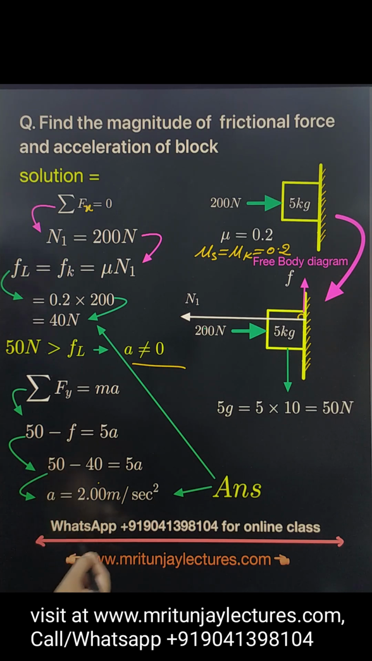So the acceleration of the block is 2 meter per second square, and during motion, which frictional force acts, kinetic or limiting? Kinetic. That one is how much? 40 Newton.